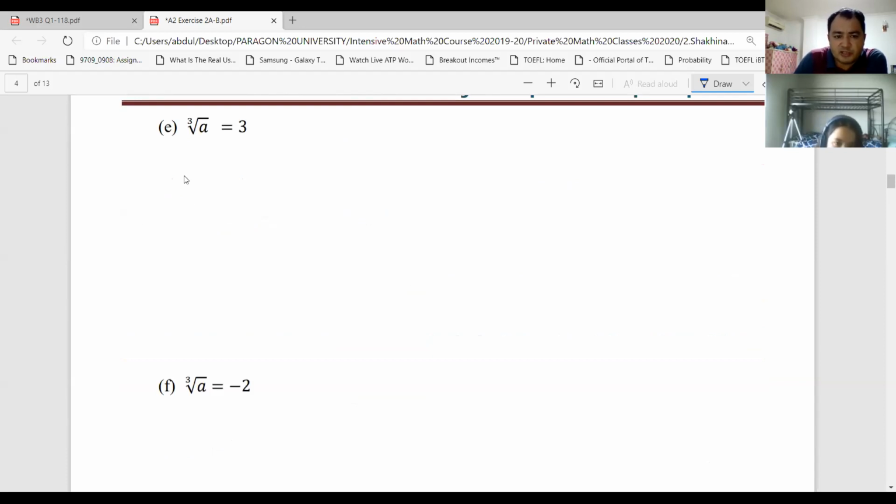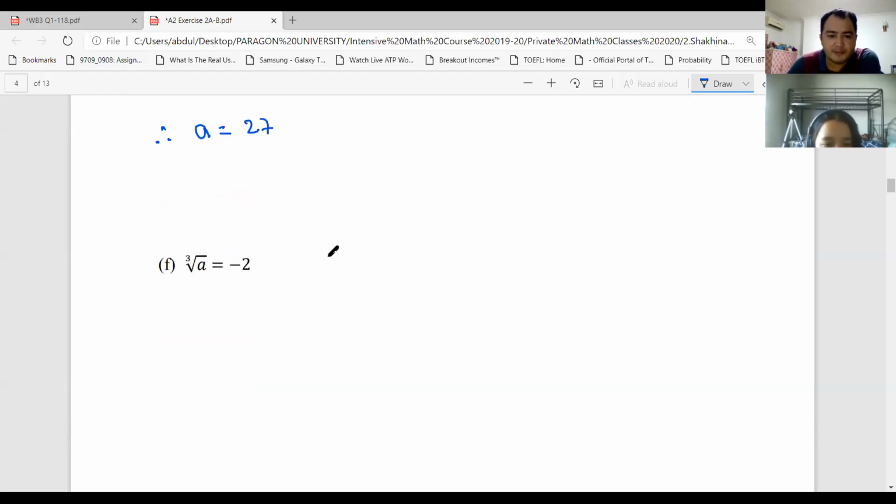And also this one, Shahina, cube root of A equals 3. To eliminate this cube root, we need to raise to the power of 3. Do the same thing to the right-hand side, 3 cubed. This 3 cancels each other. Here we have A. What is 3 cubed? 27. So that is the answer, A equals 27. How about F?